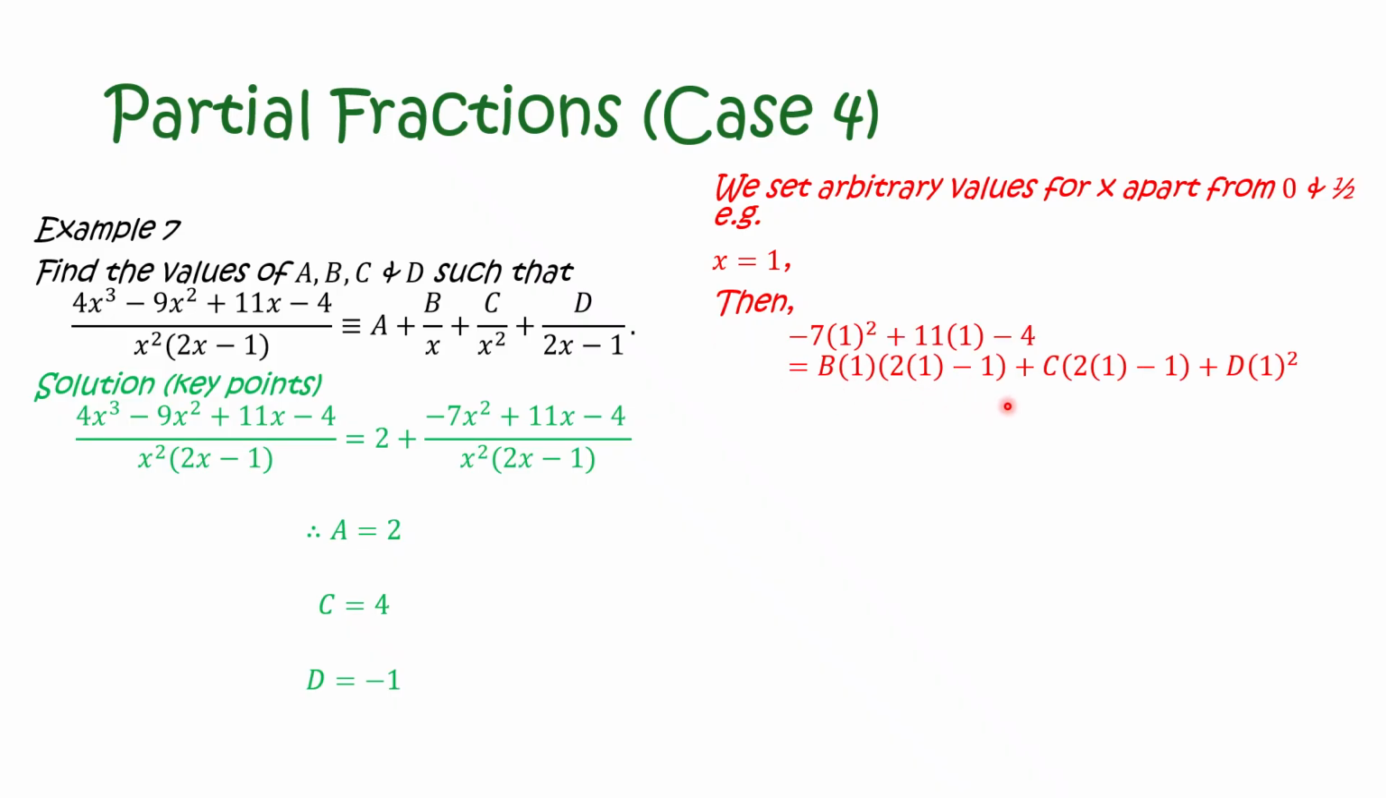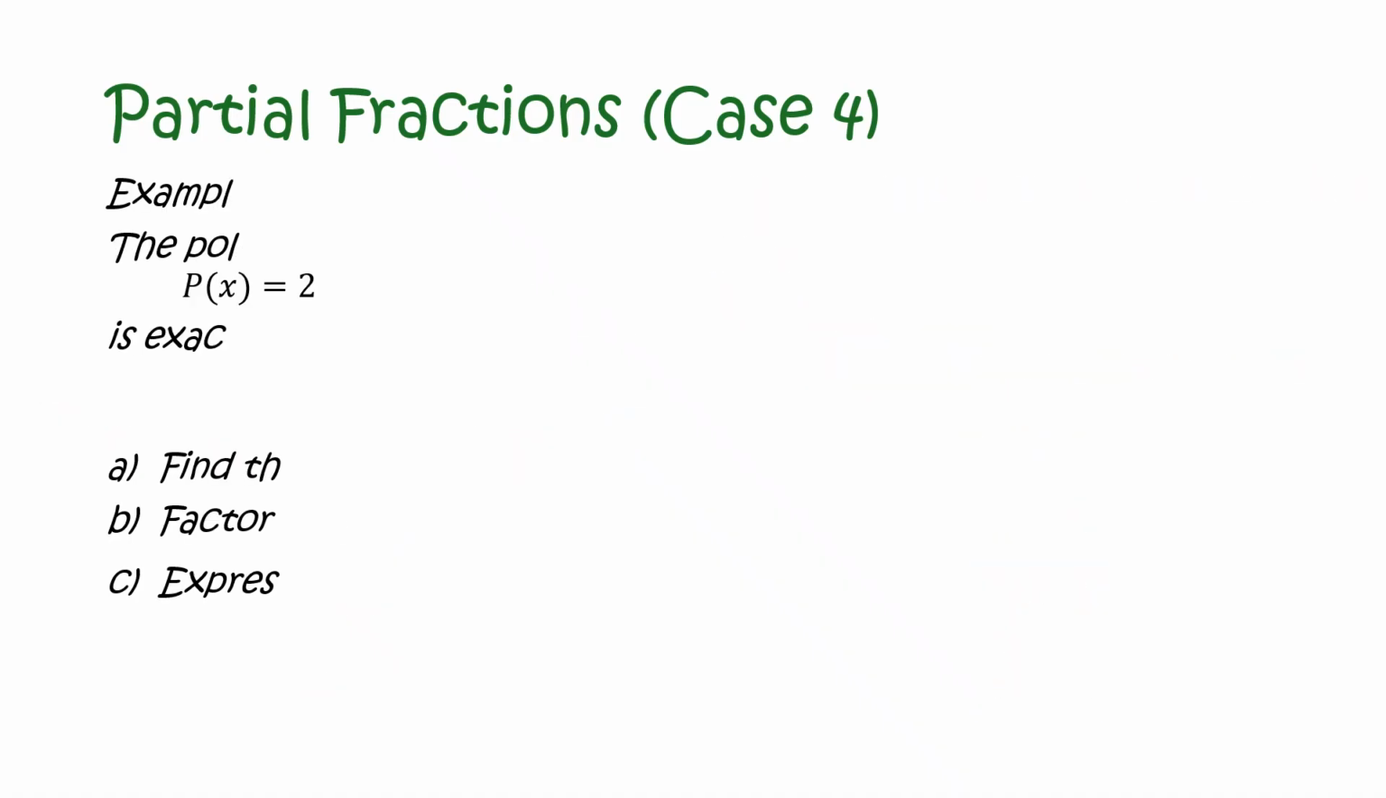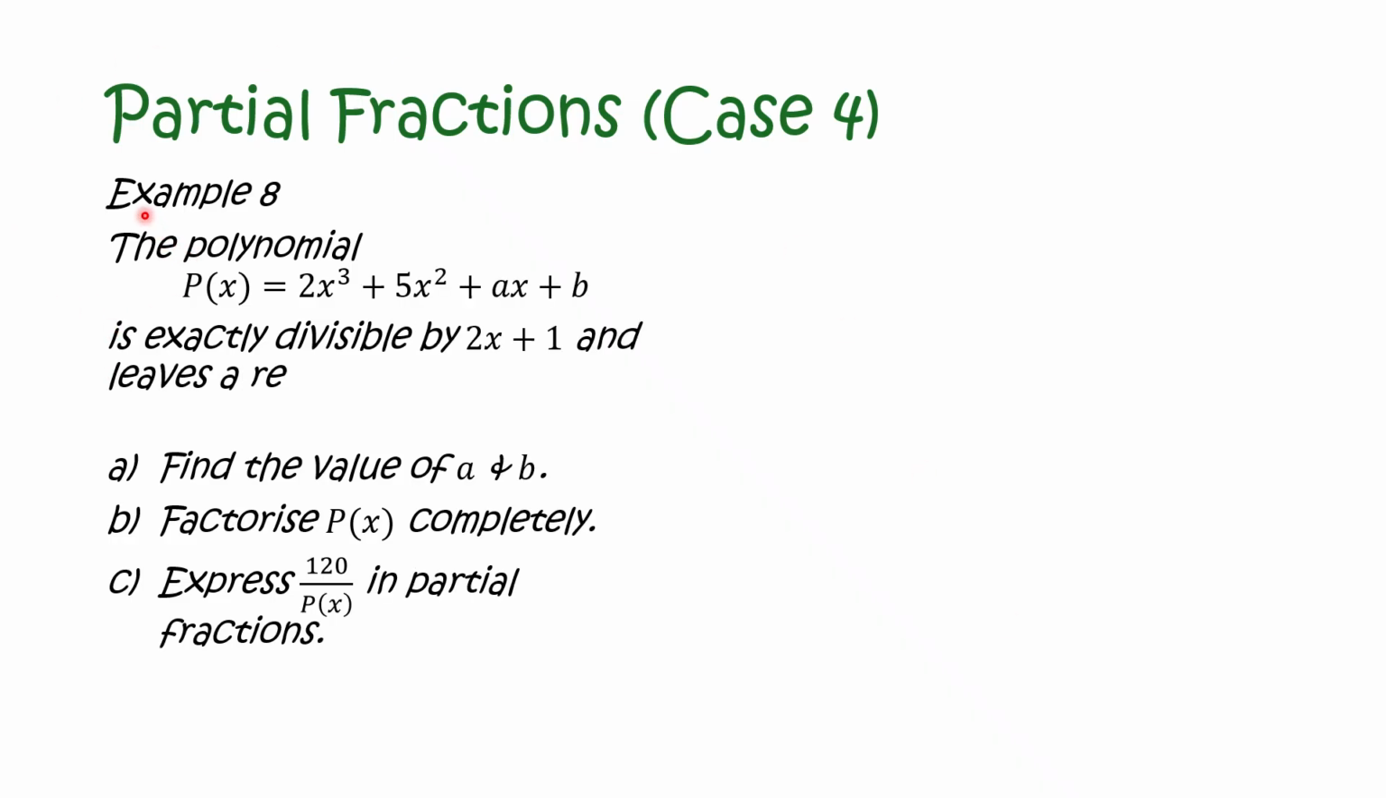So let's choose x is equal to 1. With that, we substitute into identity star, and also we can substitute for the values of C and D, which were 4 and -1 respectively. In doing so, we're going to have 0 is equal to b plus 4 minus 1, implying that our b is equal to -3. With that, it therefore means that our a is 2, our b is -3, and our c is equal to 4, and our d is equal to -1. That's how we solve this kind of problem.